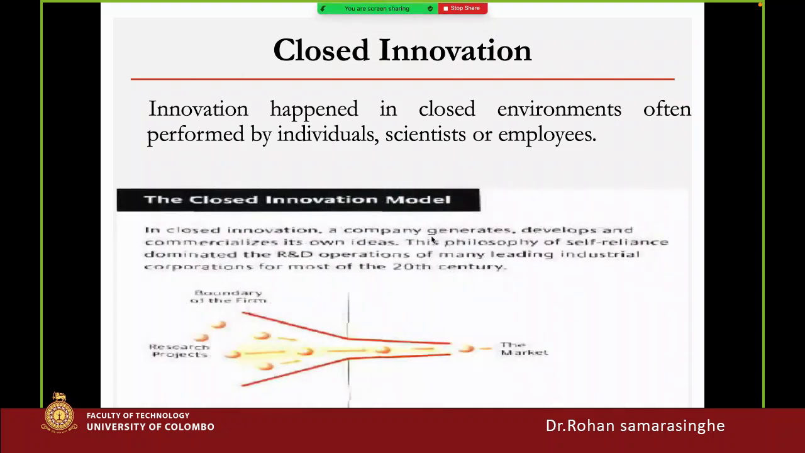In closed innovation, a company generates, develops, and commercializes its own ideas. This philosophy of self-reliance dominated the R&D operations of many leading industrial corporations for most of the 20th century. When you consider the hybrid technology, even the hybrid technology was developed in a closed environment by the Toyota car manufacturing company, and they introduced it to the market. If they introduce the new technology from this closed innovation, they could get a high market share.